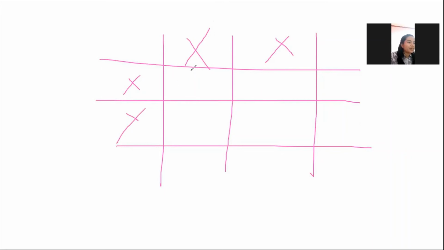Alright, so if we're going to cross this, XX, XY, XY, XX, and then we also have your XY.